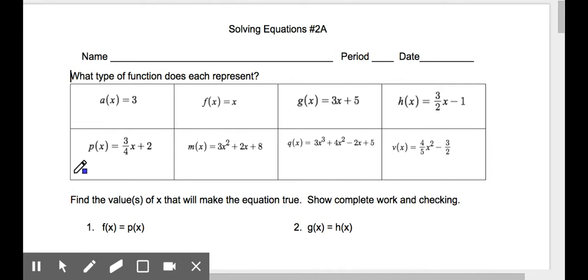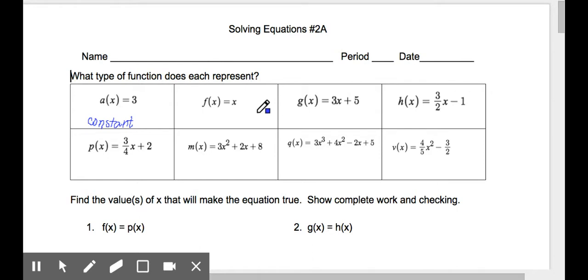Worksheet, we are asked to identify the functions that are shown here in the table. We have 8 functions here. So the function a of x equals 3, we know that this is a constant function. If there is no x, just a fixed number, we call it constant.